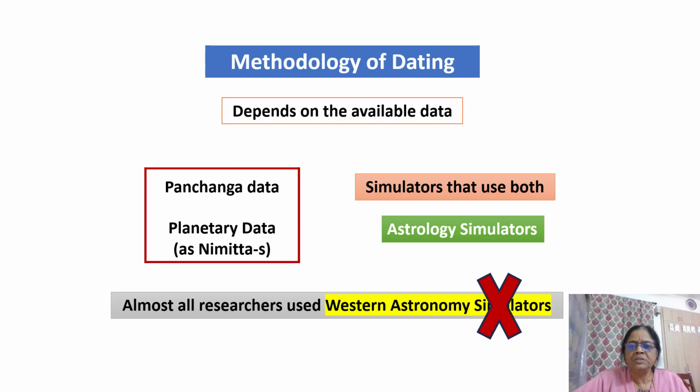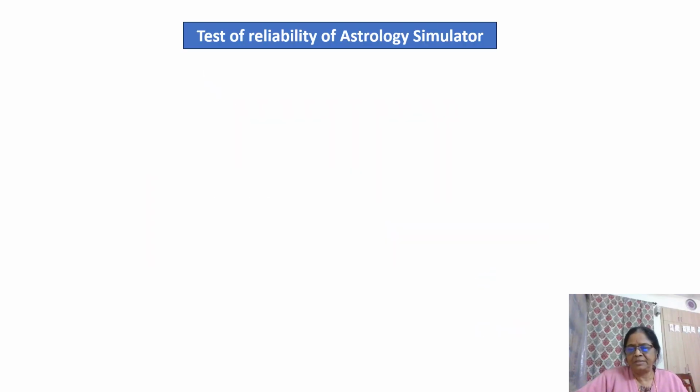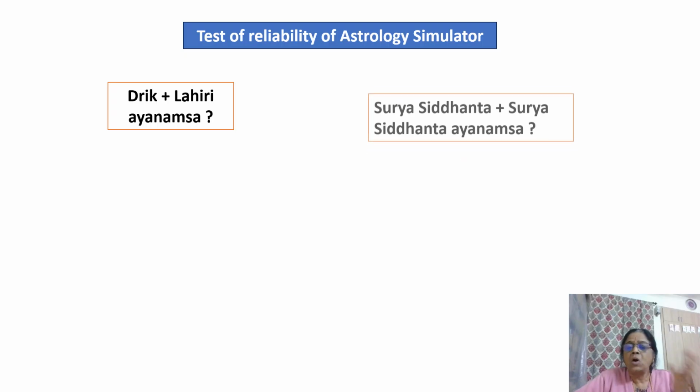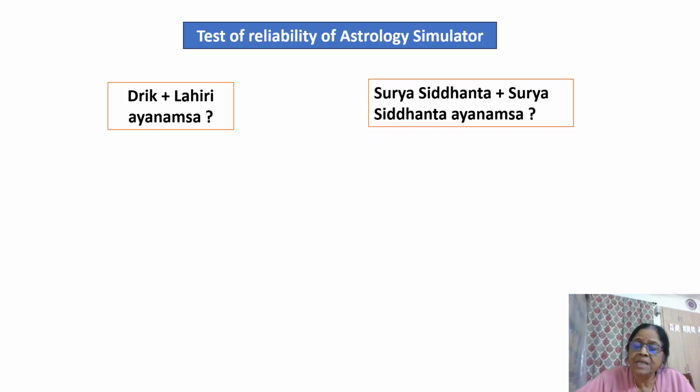So now we are going to concentrate on the astrology simulator, because that is the reliable one that we have found, because they cover all the data. So the test of reliability: I cannot simply choose some simulator and then start using that. I should know whether that simulator is applicable or whether it passes the test of reliability. The test of reliability we can find out from whether we have to use the Drik or Lahiri ayanamsa. On one side, the simulators use this. On the other side, the Surya Siddhanta and Surya Siddhanta ayanamsa are also used. So which one has to be used?